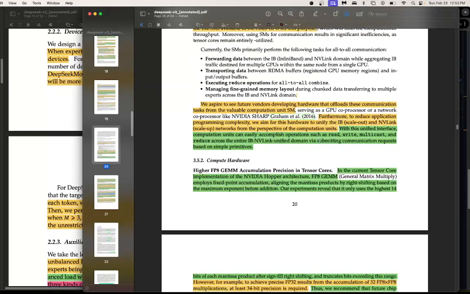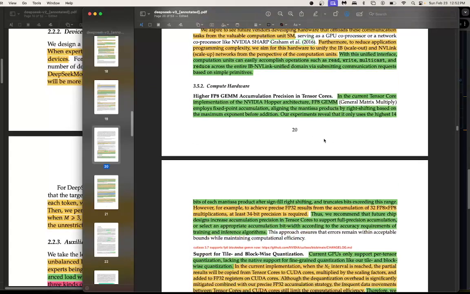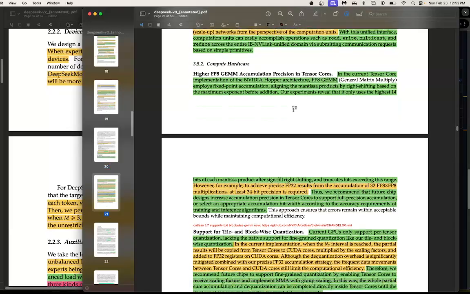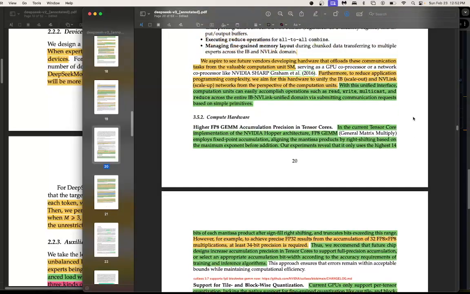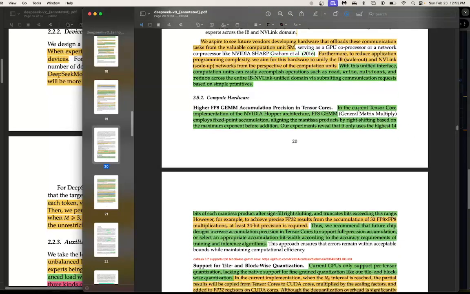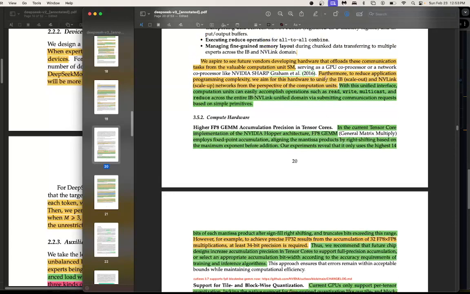This was kind of interesting. So they basically are making recommendations to hardware. I think this is the part. Yeah, they're making recommendations to NVIDIA and other hardware vendors based on points of friction they encountered when trying to make these optimizations.